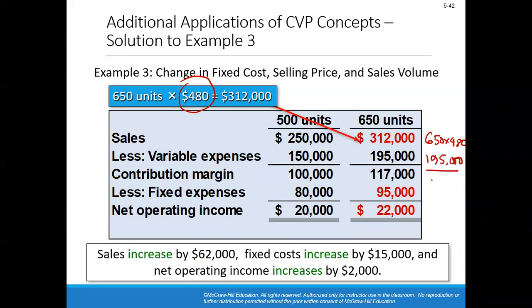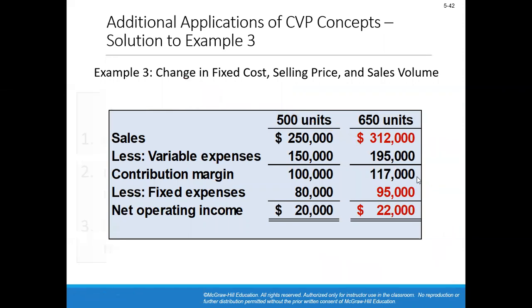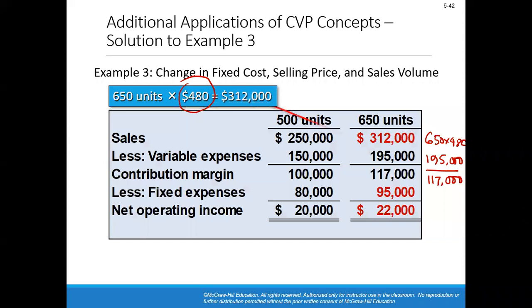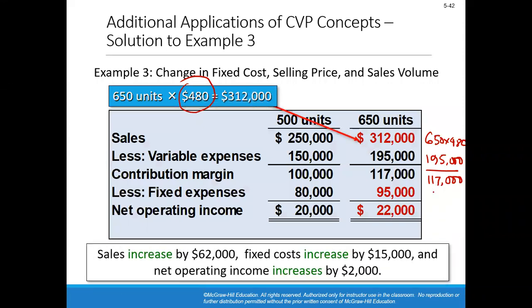But we would see that there has been a change in contribution margin because there has been a change in selling price. And we have seen that our fixed expense is expected to go up by 15,000 because we are increasing our advertising budget by 15,000. Our previous fixed expense was 80,000, so it should now be 95,000. So we would see that the new profit will be 22,000.